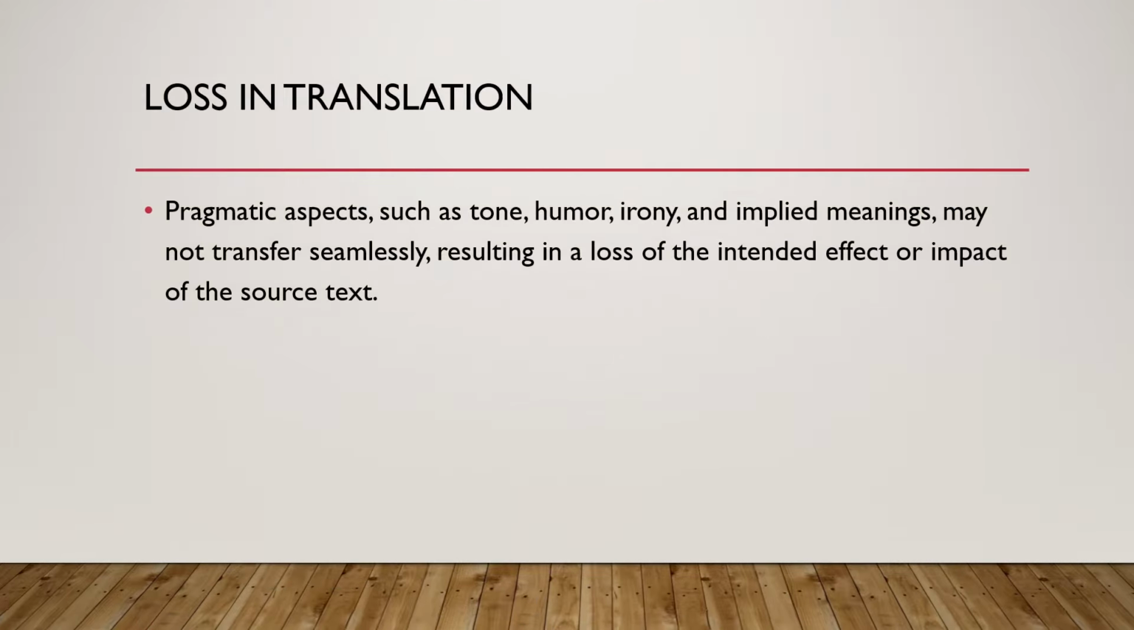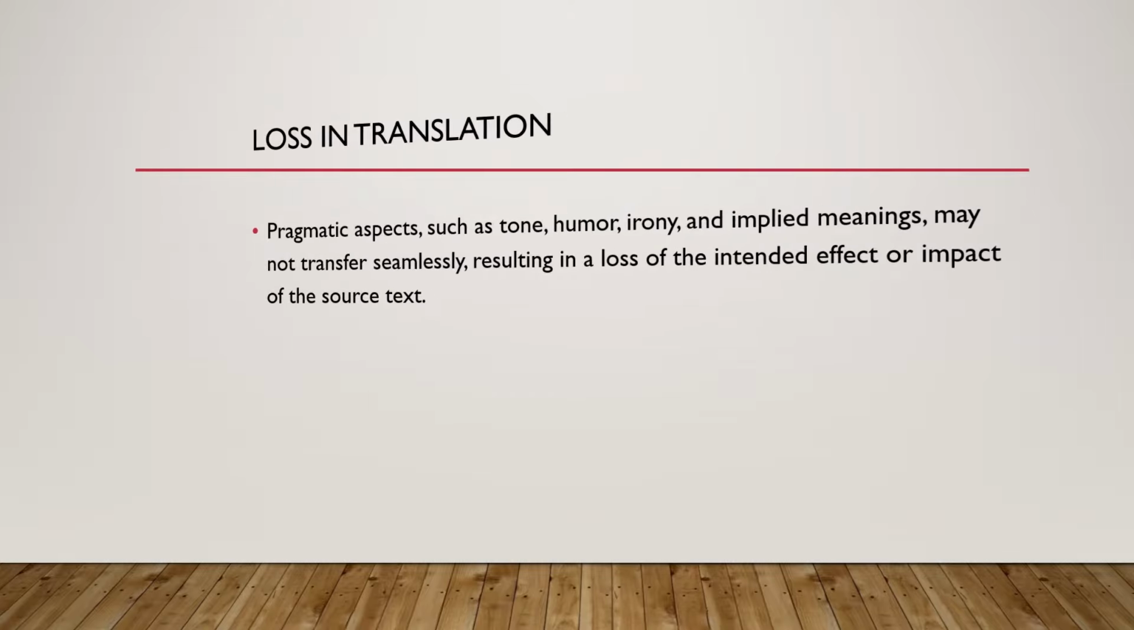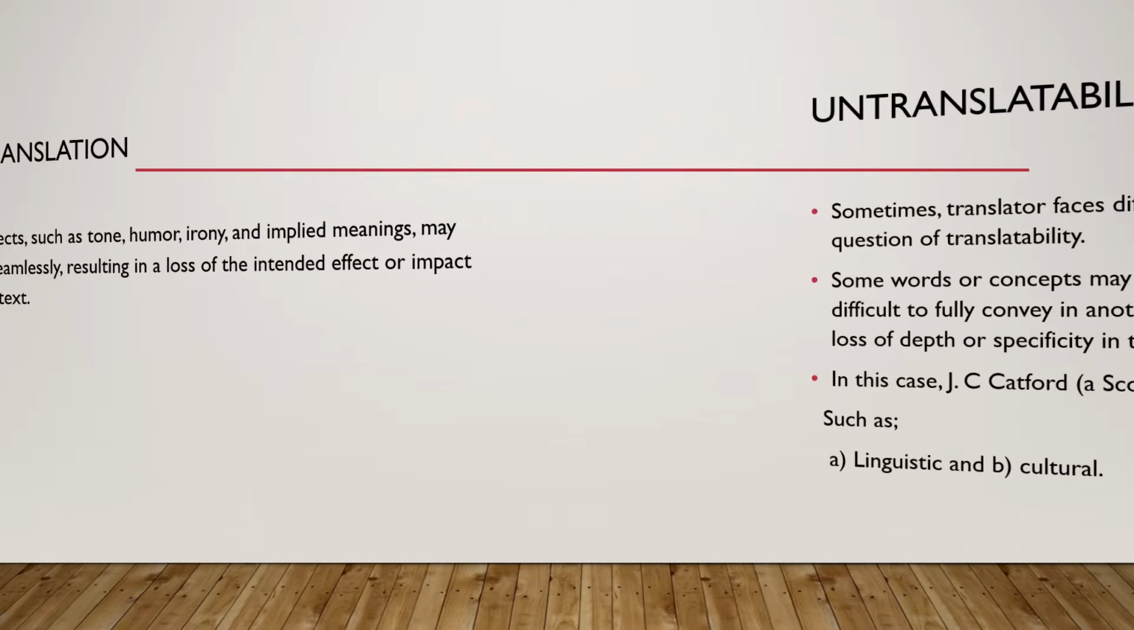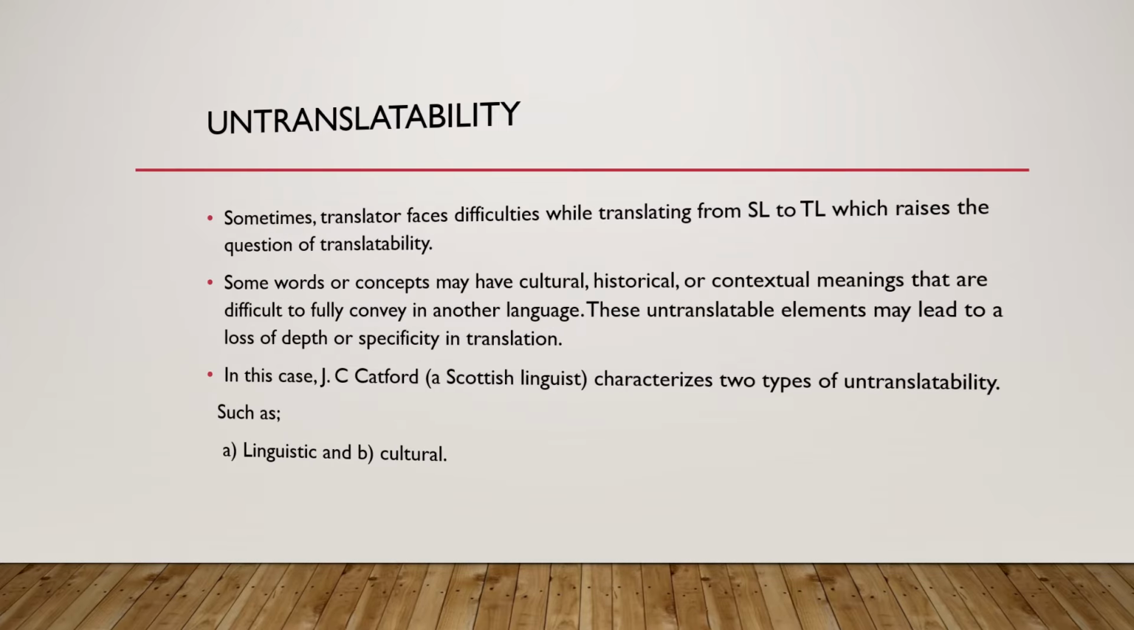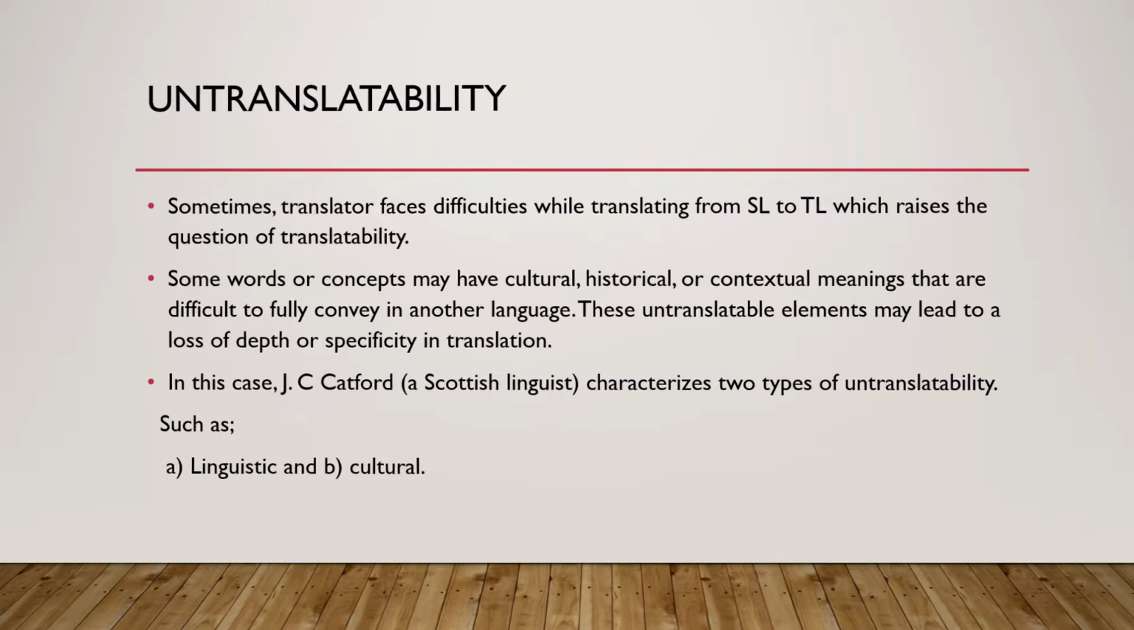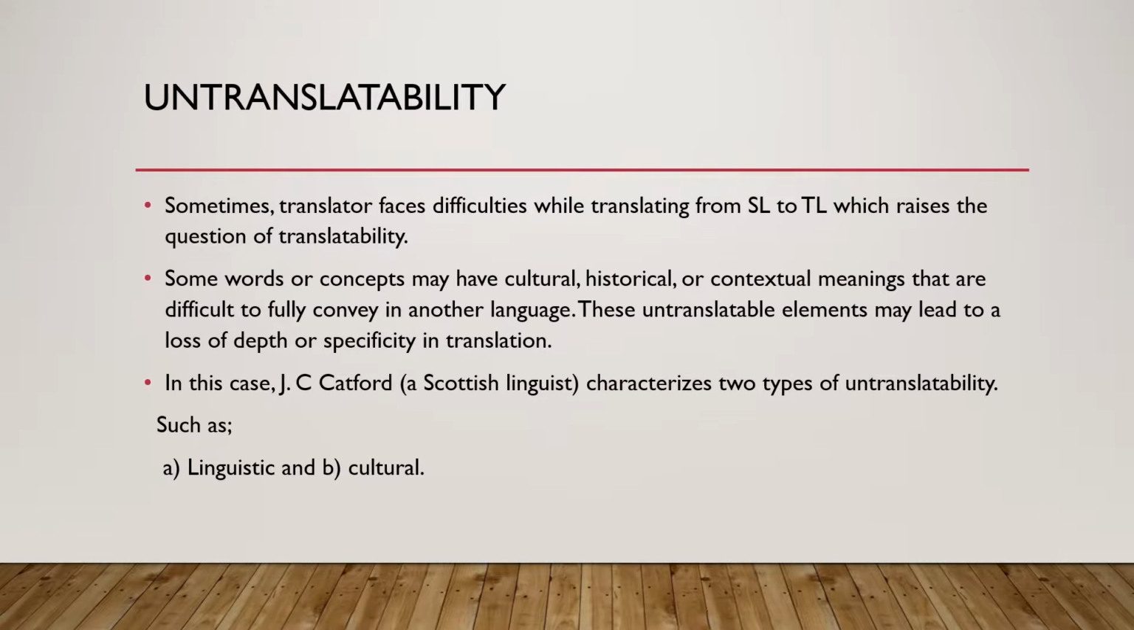Pragmatic aspects, such as tone, humor, irony, and implied meanings, may not transfer seamlessly, resulting in a loss of the intended effect or impact of the source text. Untranslatability in translation. Sometimes, a translator faces difficulties while translating from SL to TL, which raises the question of translatability. Some words or concepts may have cultural, historical, or contextual meanings that are difficult to fully convey in another language. These untranslatable elements may lead to a loss of depth or specificity in translation.